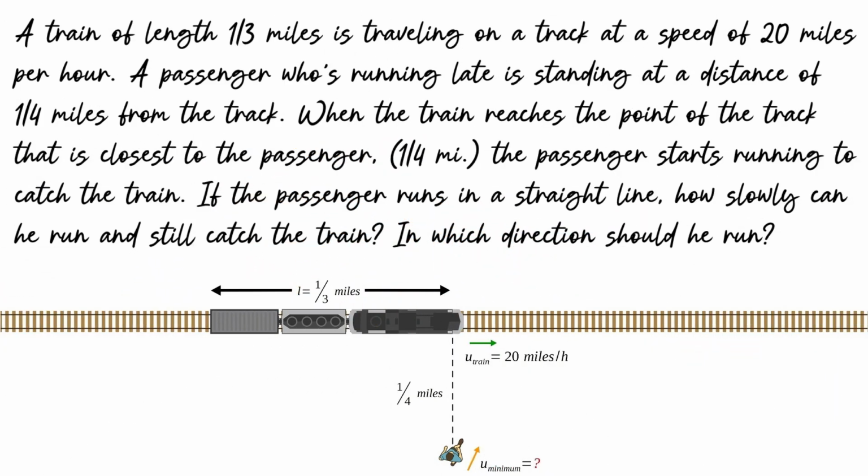A train of length a third of a mile is traveling on a track at a speed of 20 miles per hour. A passenger who's running late is standing at a distance of 1/4 of a mile from the track. When the train reaches the point of the track that is closest to the passenger, the passenger starts running to catch the train. The question is, if the passenger runs in a straight line, how slowly can he run and still catch the train? And in which direction should he run?